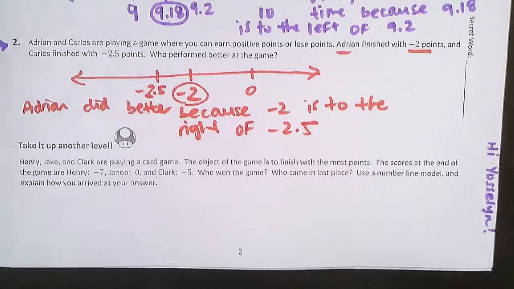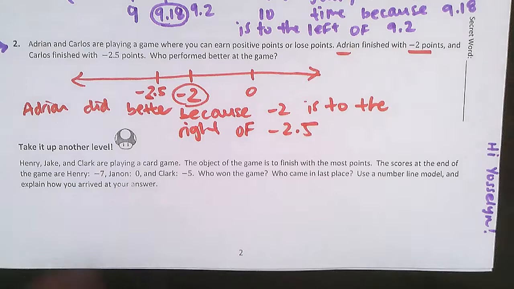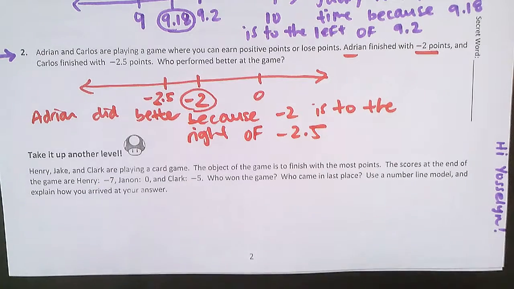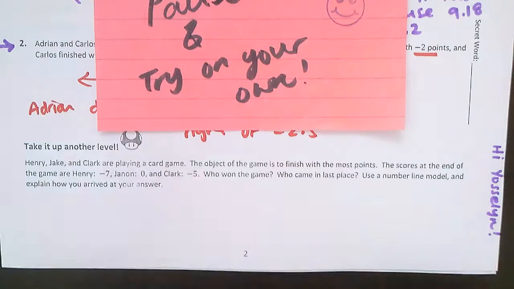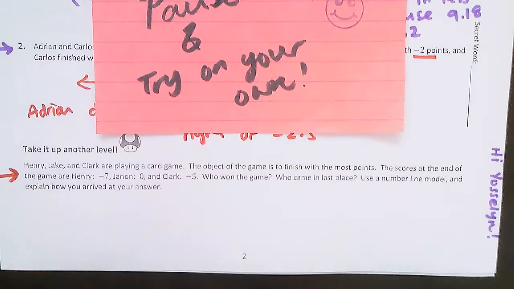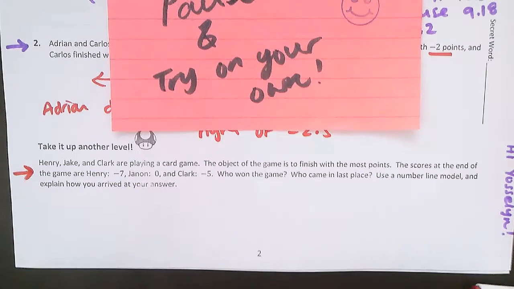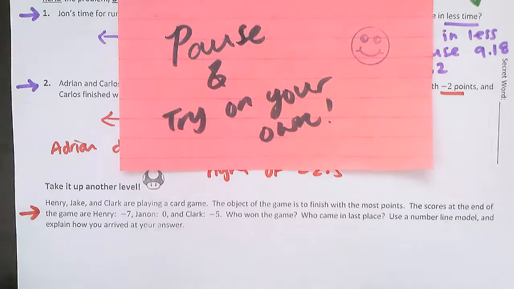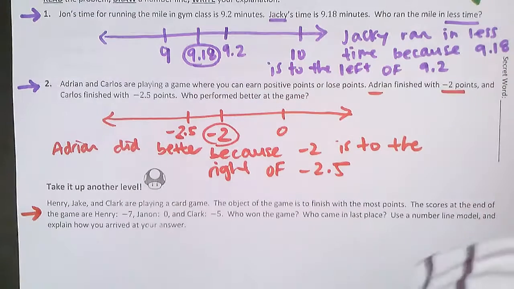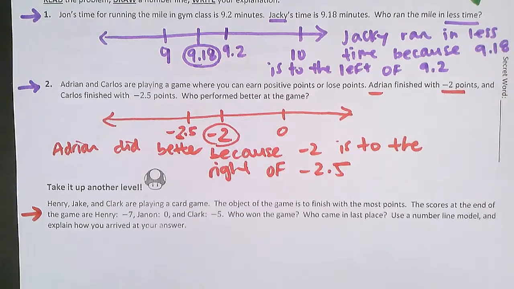And let's look at this last one where it says take it up another level. And this one I think you can do on your own. So I'm going to have you pause and try this one on your own now. And now you're going to have 3 numbers instead of 2, but it's the same process. Read, draw the number line, answer the question. So pause and go. And now you're resuming the video after you have tried it on your own. And let's take a look.